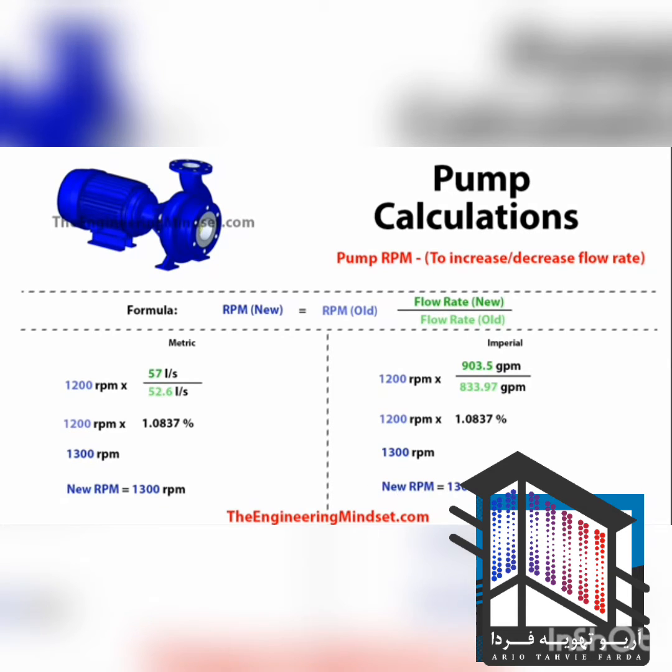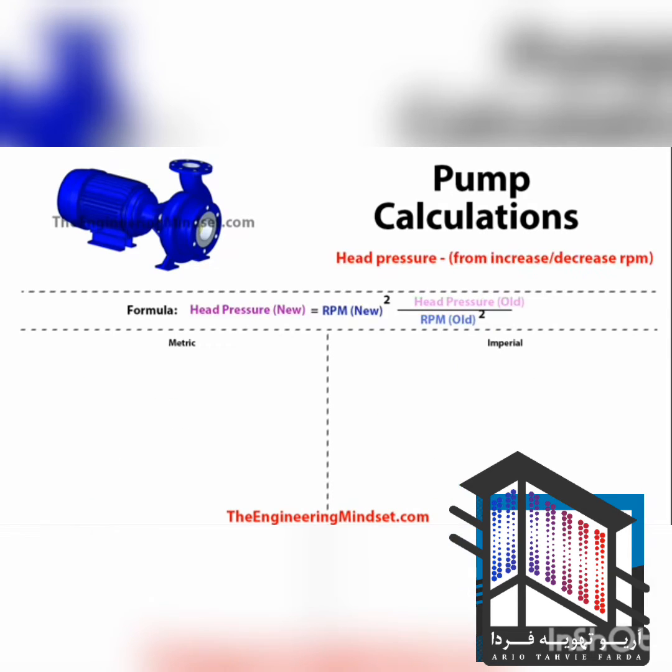So that is the speed that the impeller needs to rotate at in order to achieve this new flow rate. So the next one we'll look at is how to calculate the head pressure, and this would occur if you were to increase or decrease the revolutions per minute of the impeller. And to do that, we can use this formula here.